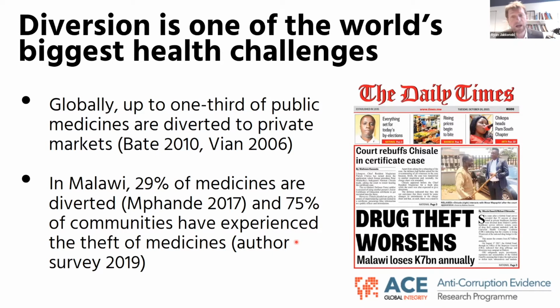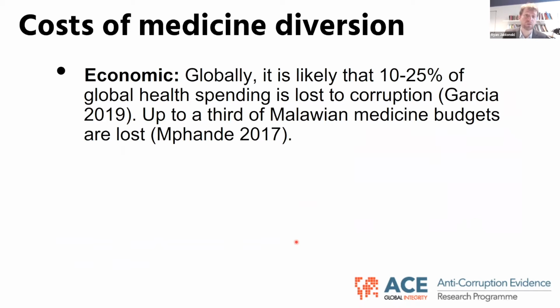The economic costs of this are quite great. Globally, again, these are difficult numbers to really tackle, but the best estimates we have suggest about 10 to 25% of total global health spending is lost to corruption. And given we're talking about a $7 to $15 trillion global budget for public health, that's a huge economic cost. In Malawi, we're looking at about a third of health budgets lost due to theft. This also implicates donors quite significantly. The UK alone invests about 60 million pounds every year, mostly in the Malawian health system. So there's a huge cost to governments, to citizens, and to donors with respect to this level of theft and diversion.